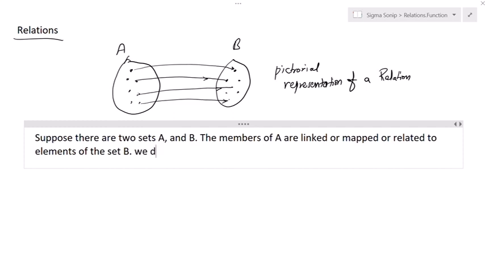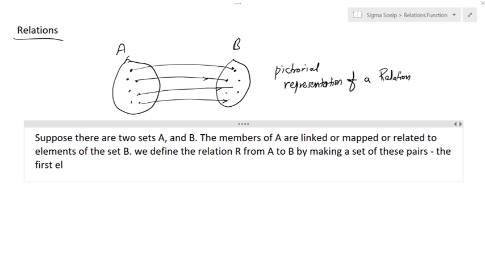So let's give it a name. We define the relation R from A to B by making a set of these pairs, where the first element of the pair comes from the set A, and the second one comes from B.